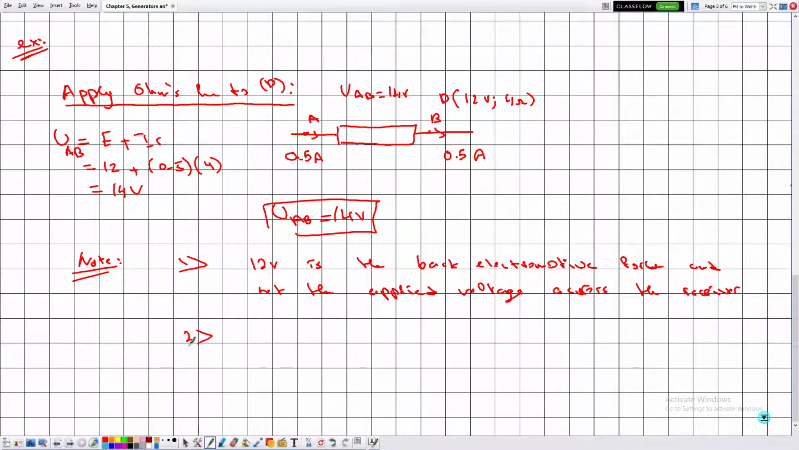And now as for idea number 2, the applied voltage can be determined using Ohm's law, which is given by U is equal to E plus IR.